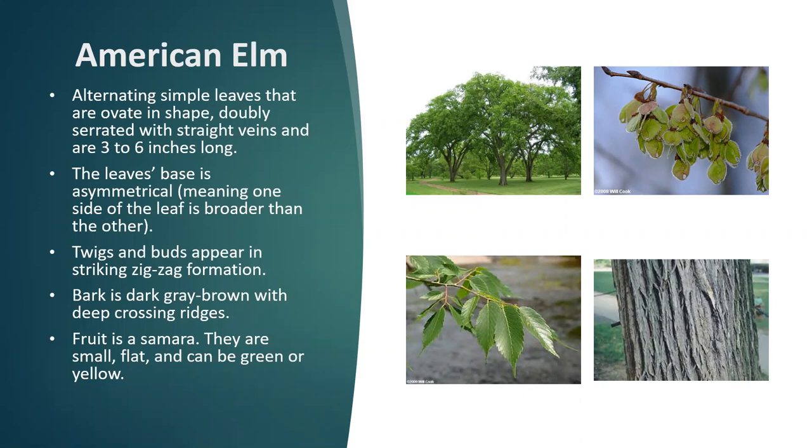The fruit is a samara. They're small and flat. They're very nondescript, and you're not going to see much of them. But they do provide a lot of wildlife value, particularly because of the unique form of the tree. If you look at some of these pictures in the top left, you can see that it's got a lot of bigger branches that almost come all the way down the trunk. And that provides a lot of unique capabilities for squirrels to build nests, as well as other land mammals. So raccoons and things use elm trees a lot.